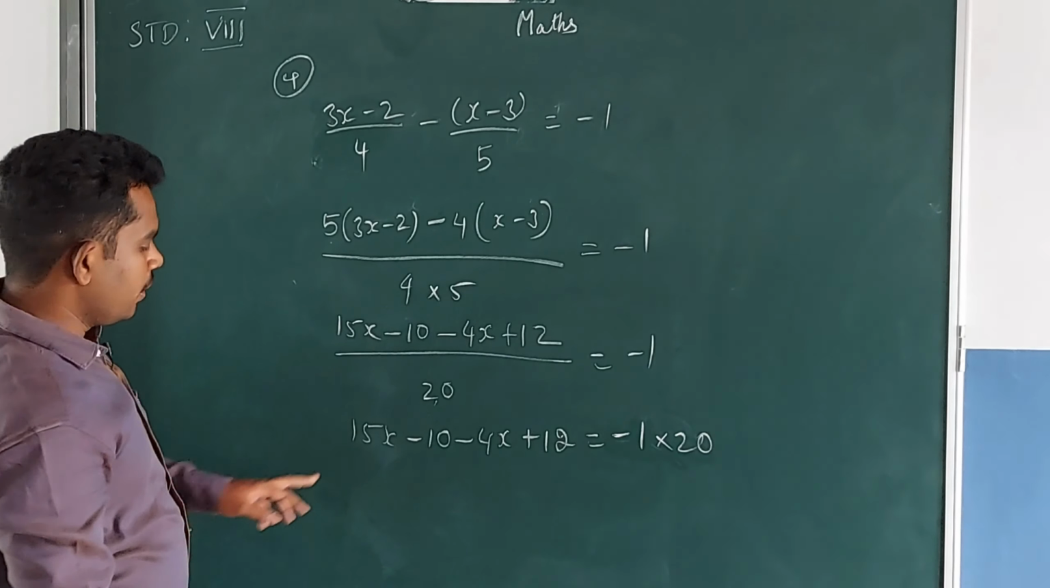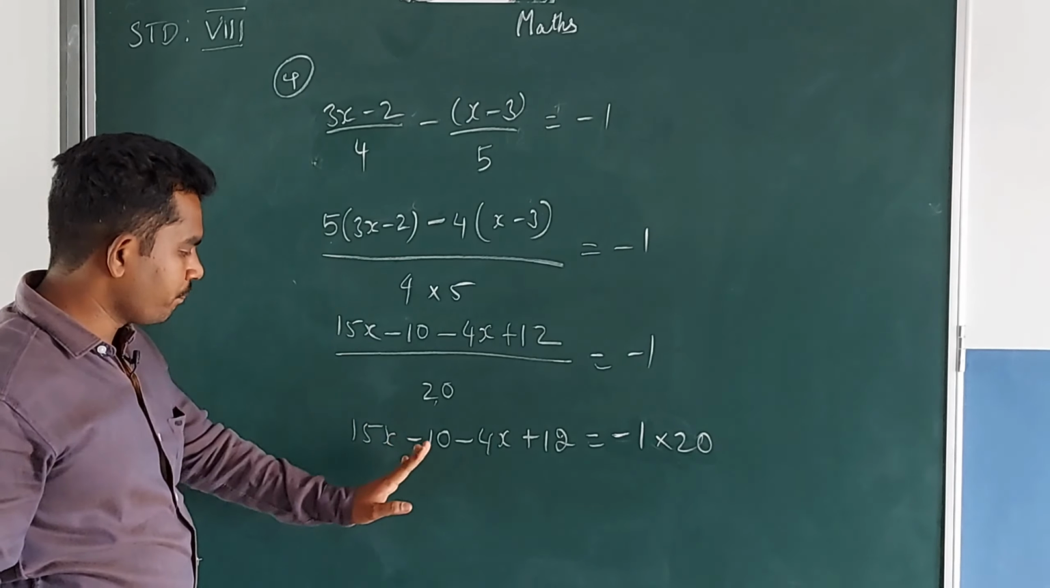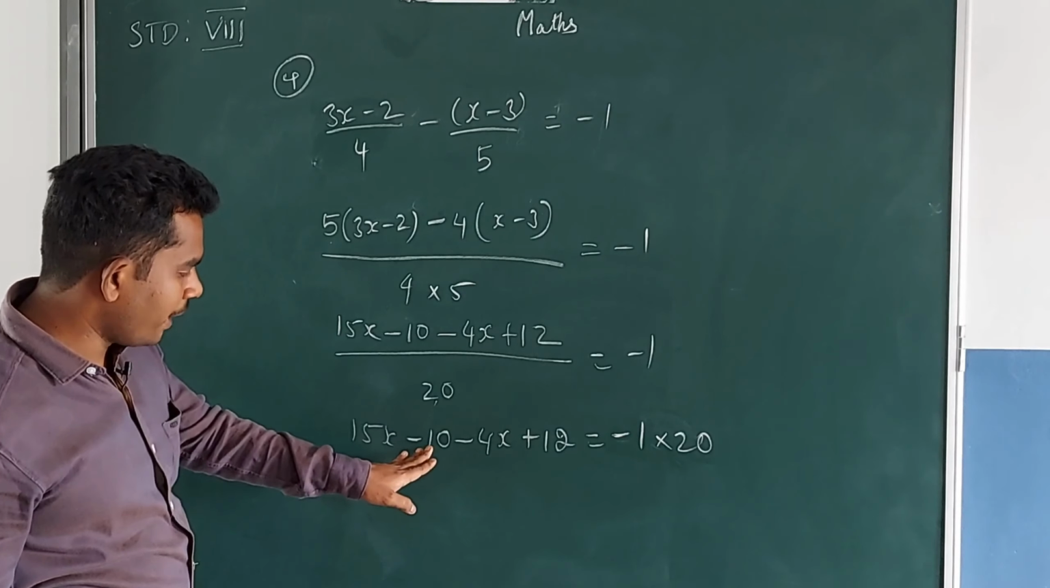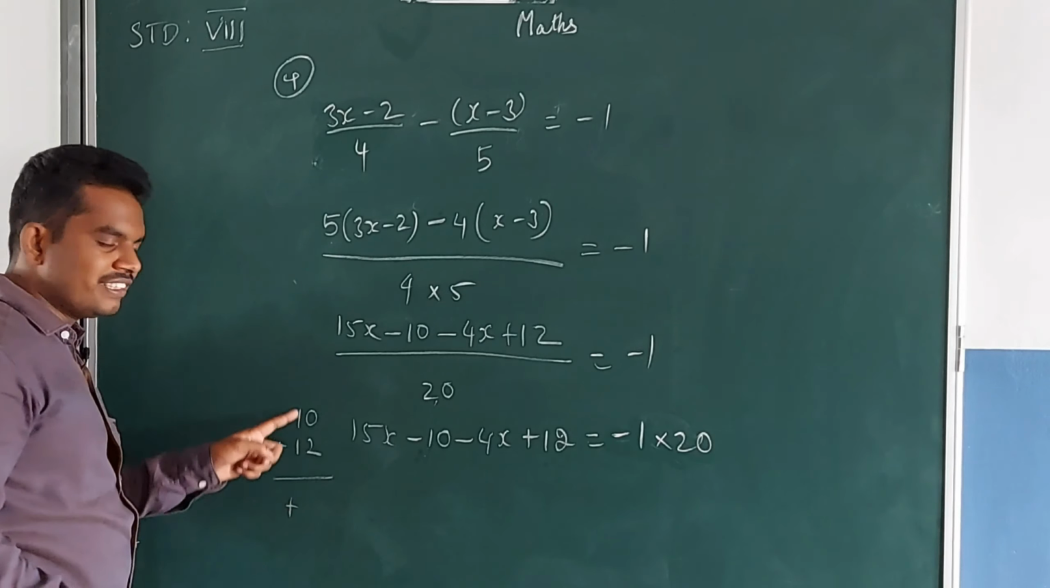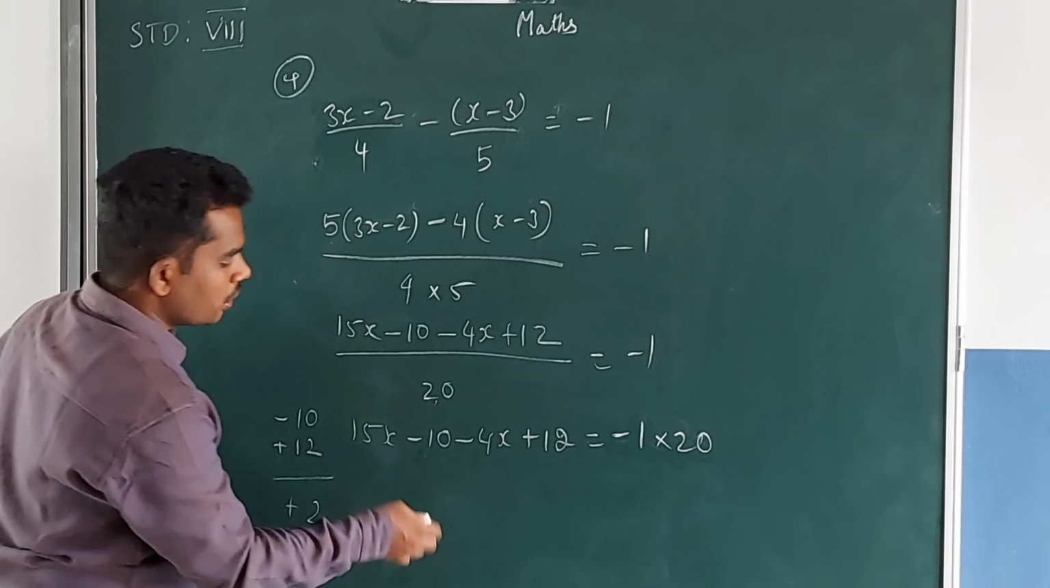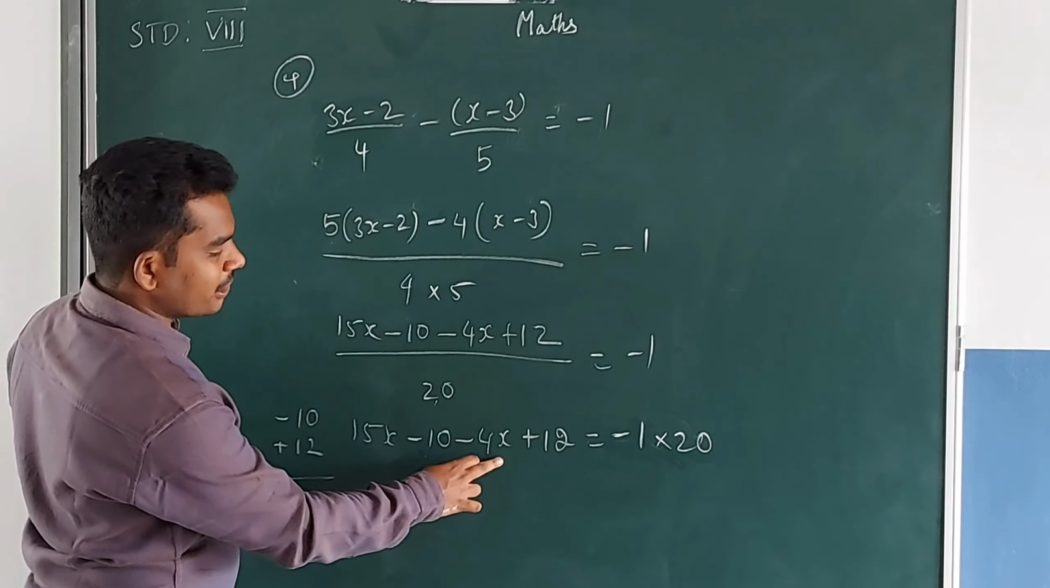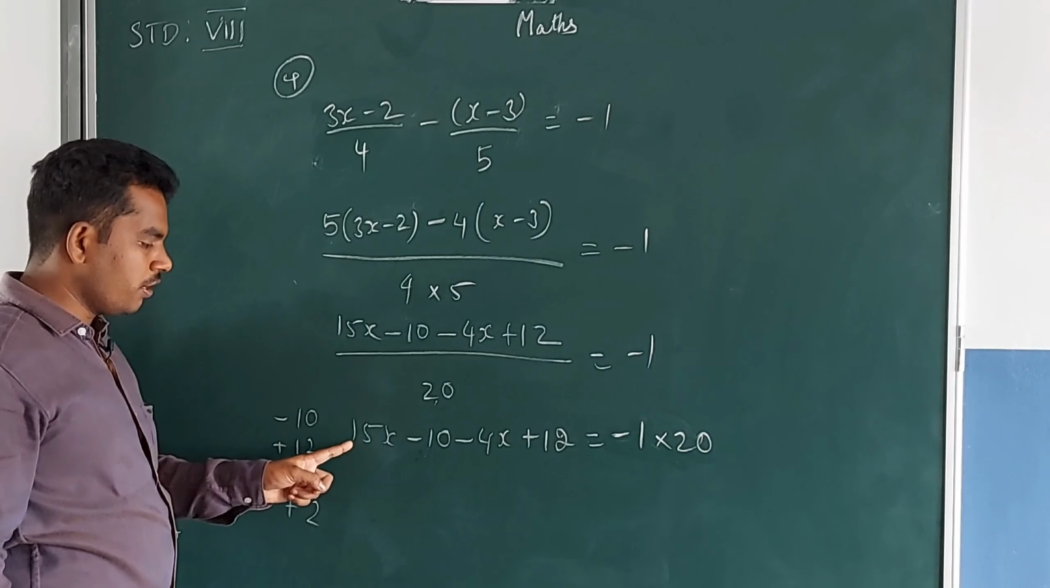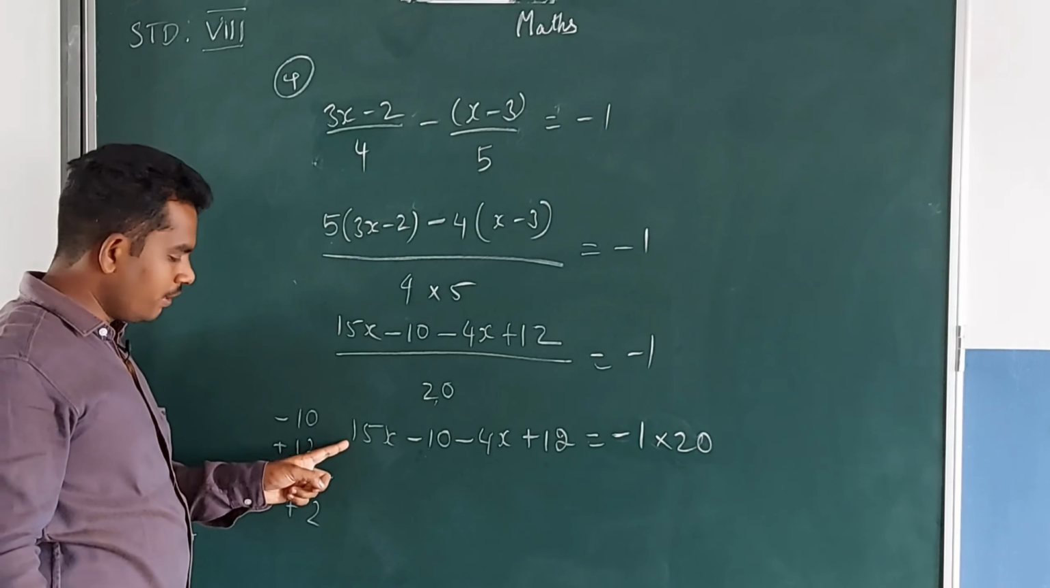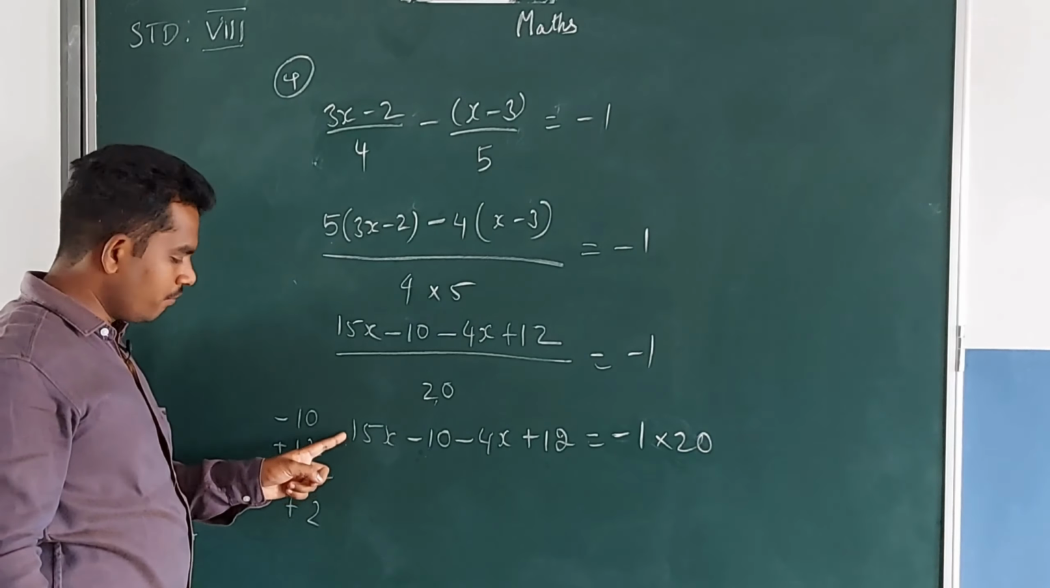Okay, here you should simplify only like terms. Minus 10 plus 12. What is the simplified answer? Minus 10 plus 12. Bigger number sign is plus, so answer comes in plus. 12 minus 10, 2. Here 15x minus 4x. It is also positive number, bigger number. 15 minus 4, 11. 11x. Here plus 12 equal to minus 20.